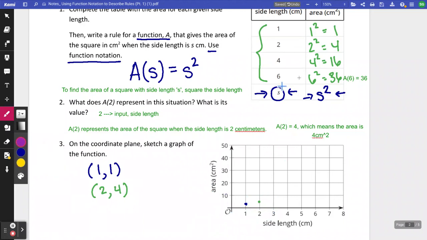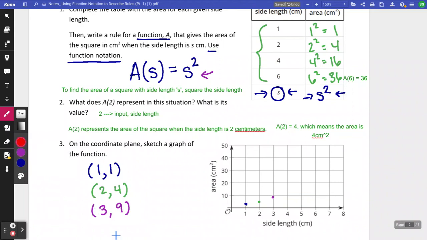Side length of 3 centimeters isn't in our table, but we know how to figure it out because we've got our function notation here. If I make my input 3, my area would be 3 squared, which is 9. So I could go ahead and mark 3, 9 on our graph. So still under that 10.